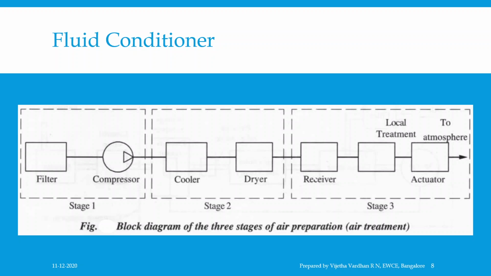Stage 3. The pressure air from the receiver, before being used in the actuator, is again filtered and dried using a filter and dryer. Depending on the use, air is mixed with a small amount of good lubricating oil to assist in lubrication. The third stage is also called secondary treatment.